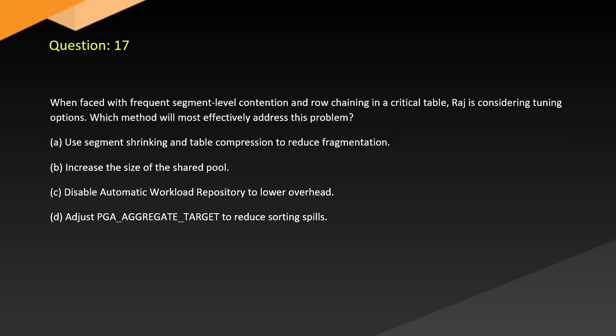Question 17. When faced with frequent segment-level contention and row chaining in a critical table, Roger is considering tuning options. Which method will most effectively address this problem? A. Use segment shrinking and table compression to reduce fragmentation. B. Increase the size of the shared pool. C. Disable automatic workload repository to lower overhead. D. Adjust PGA aggregate target to reduce sorting spills.